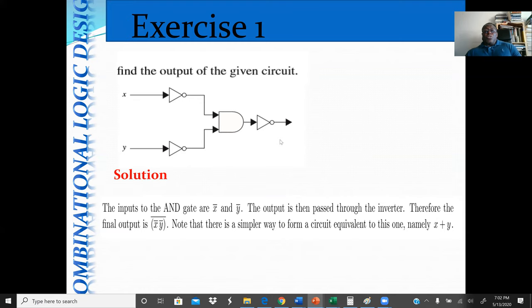Now here we say find the output of the given circuit. So here we have X, we get X invert. Through the AND gate, we get X invert times Y invert. Now, through another NOT gate, it will be X invert times Y invert, inverted, which will be X plus Y. So we can see the output here will be X plus Y, the expression. Because again, we have X invert, we have Y invert, X invert and Y invert going to the AND gate, it will be X invert times Y invert. Then they'll go through the NOT gate, so you invert everything. So you get X invert, invert. Multiplication now becomes addition. Then Y invert, another invert. So two inverts cancel each other, we get X plus Y.